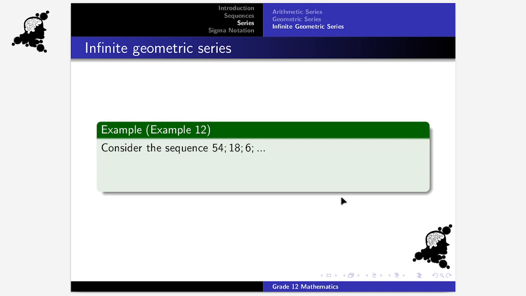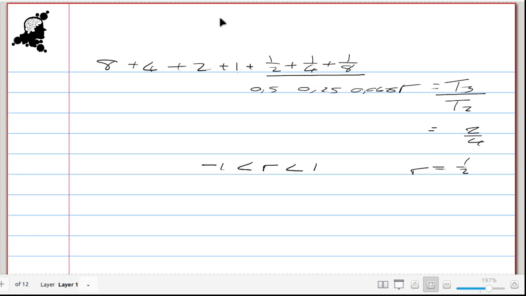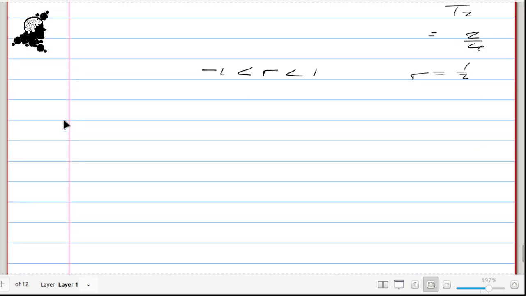Alright, here we have a sequence. We've got 54, we've got 18 and 6. The first question says, is the sequence convergent? Explain. Let's go to the writing pad. So the terms we have here, let me scroll down, we have 54 plus 18 plus 6. In fact, in the question, it was a sequence. Let me get rid of the pluses and replace them with semicolons so that we stick to what the question has. Is the series convergent?